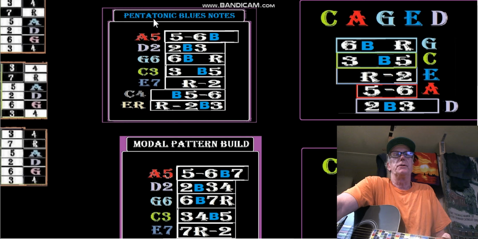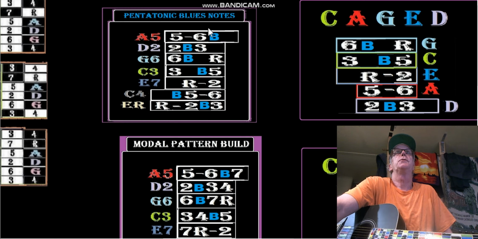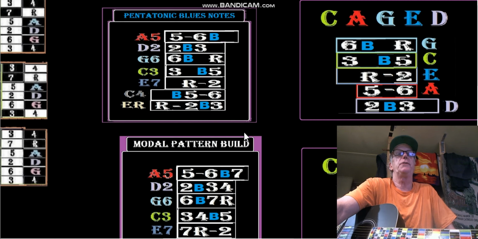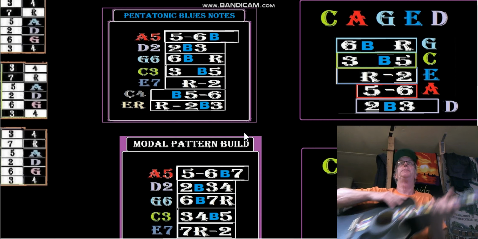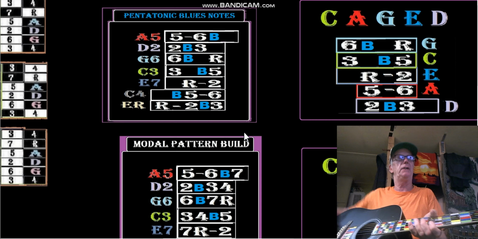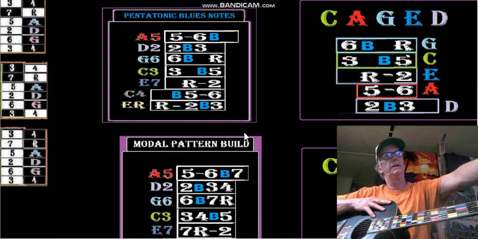But this is a way to play the blues, is a play way. Little tongue twister there. So pentatonic blues notes, and I just wanted to mention that these are the placement of the blues notes in the root patterns.